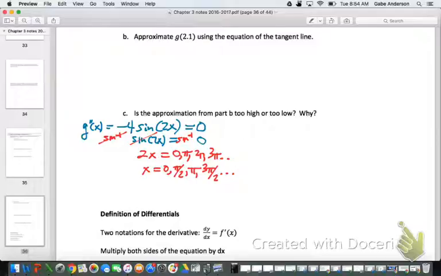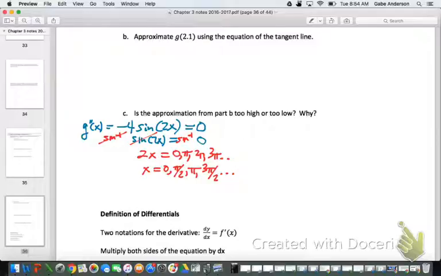So these would be all the places where g double prime is 0. Correct? So in between any of these values, g double prime should either be positive or negative. Make sense? And so we basically created a bunch of intervals here, from 0 to pi over 2, then from pi over 2 to pi, and then from pi to 3 pi over 2, and so on and so forth. What we need to do is pick out the interval that works and makes sense for us. Here's how we determine that.